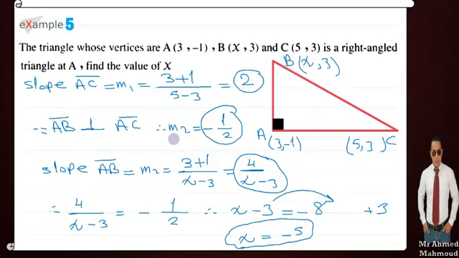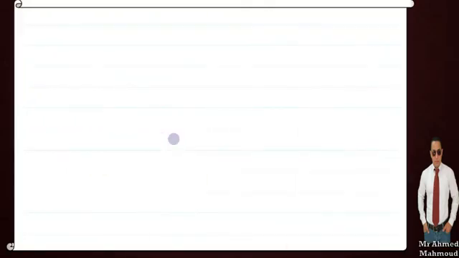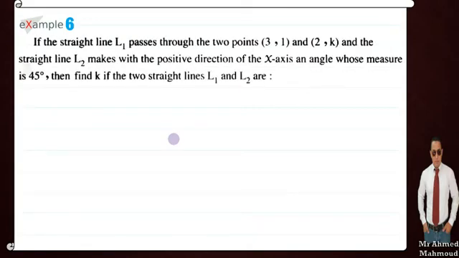Okay, let's solve the next example. Here, example 6. This is a very important question. If L1 passes through (1, 2) and (3, k), and L2 makes an angle with the positive direction of the x-axis whose measure is 45 degrees, find k if the two straight lines L1 and L2 are parallel.